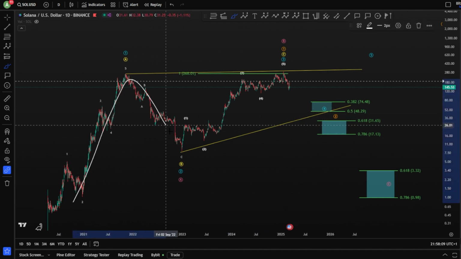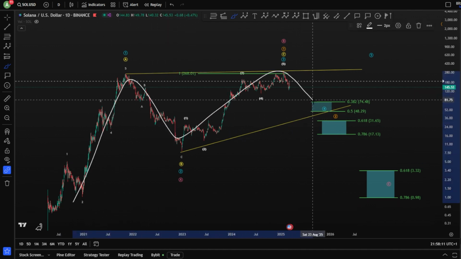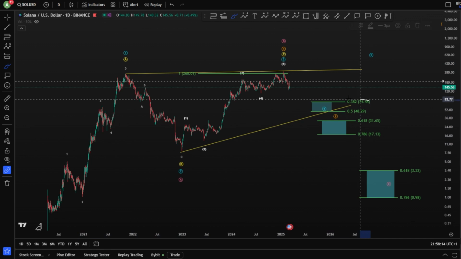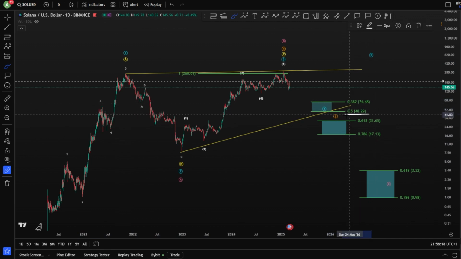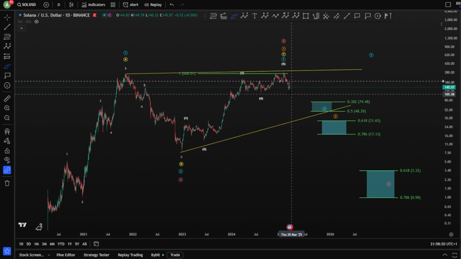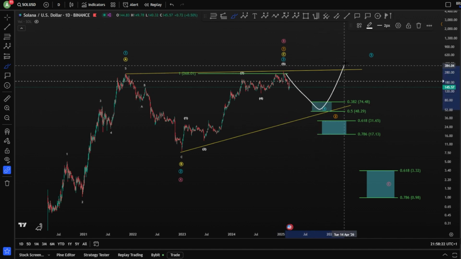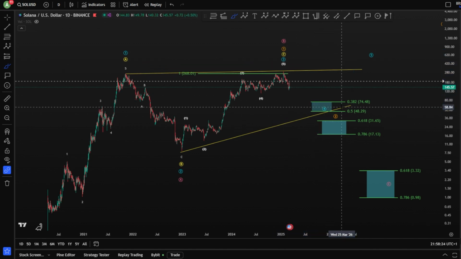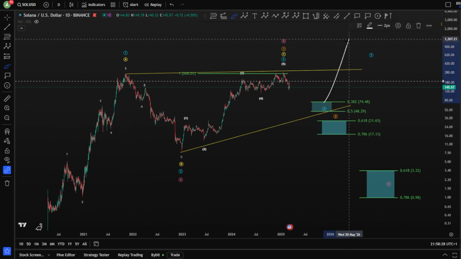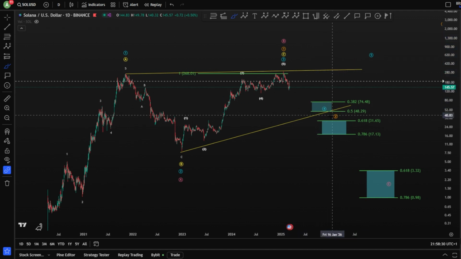So I think we have a much higher possibility in double 1-2. It can be hitting a minimum target at 0.38 at $75 or 0.5 at $50 or almost inside this blue box would be perfect, and then start to move higher in Solana impulsively, 1, 2, 3, 4 and a 5. Very massive move toward the upside.